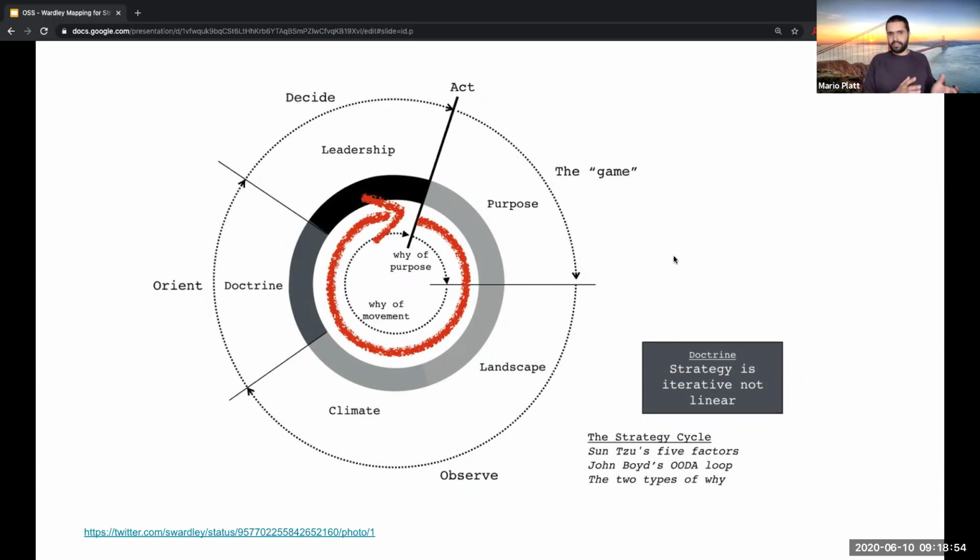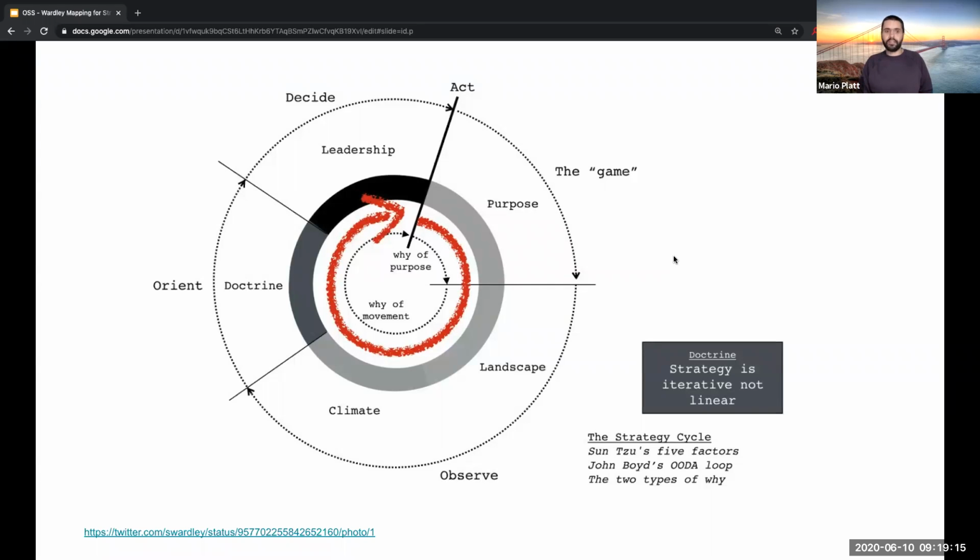Before we discuss the visual representation, at the core of Wardley mapping is the strategy cycle, which you can see here on the screen. So it combines the Sun Tzu's 5 factors and John Boyd's OODA loop. So observe, orient, decide, and act. I know that the representation seems to suggest otherwise, but this is iterative, not linear, right?